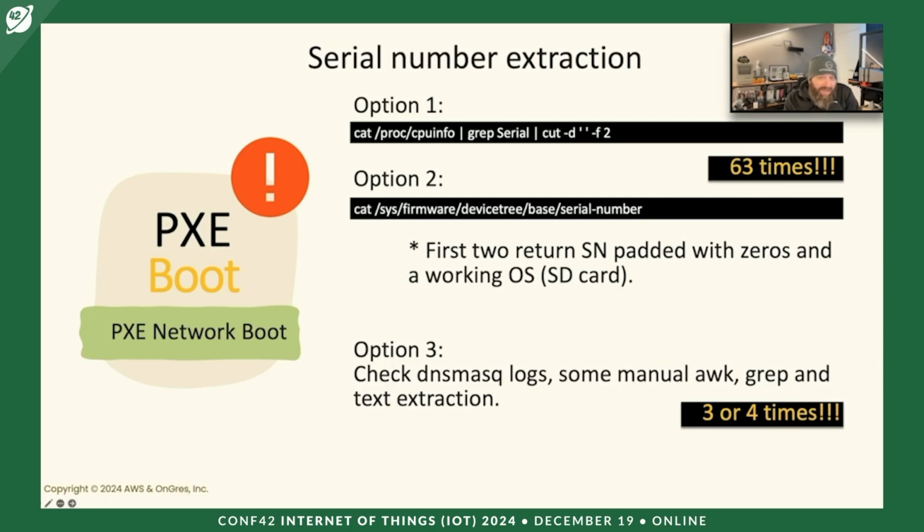Again, we didn't have SD cards for the whole thing, so doing it 63 times was not really the way to do it. So we went with option 3. We checked the dnsmasq logs, which is what the PXE Boot script that we just deployed is using. There's some manual work and extraction. You need to manually check the logs, filter the data using tools like awk and grep, and extract the relevant serial information. This is how it looks.